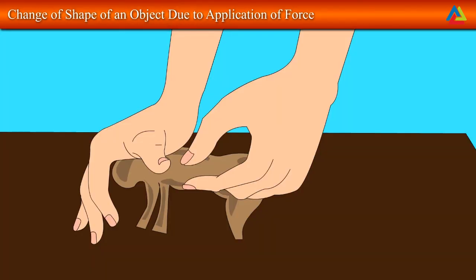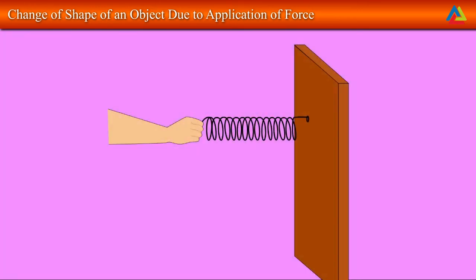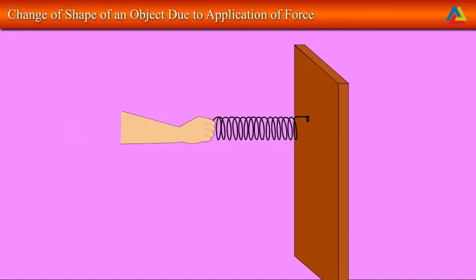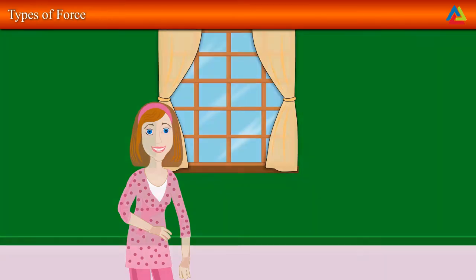An object may change its shape. When a force is applied on the clay to make a toy, then the shape of the clay changes. Like when a spring is pulled, the spring gets elongated and its shape changes. That's right. What are the different types of force?